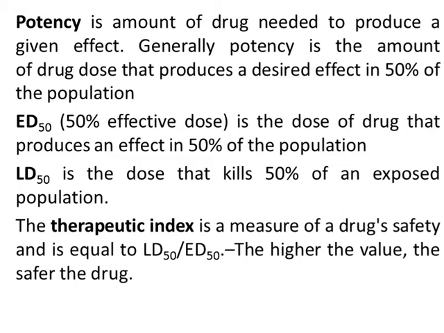So when you are calculating the potency of a drug, we observe which concentration of the drug is producing the desired effect in 50% of the population, right? If 50% of the population is cured by that concentration, we say the potency is ED50, right? So ED50 and LD50 are basically a type of potency. ED50 is the effective dose, the dose of drug that produces effect in 50% of the population, right? And if the dose kills 50% of the exposed population, then such a situation is called LD50 or the lethal dose 50.